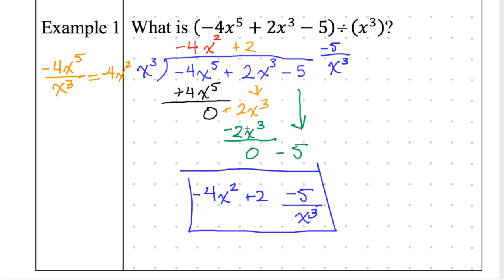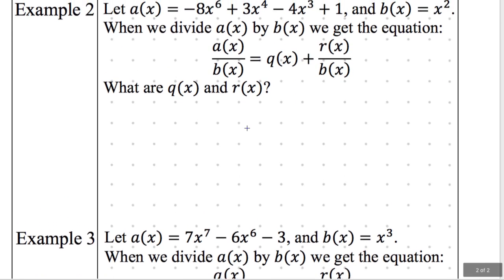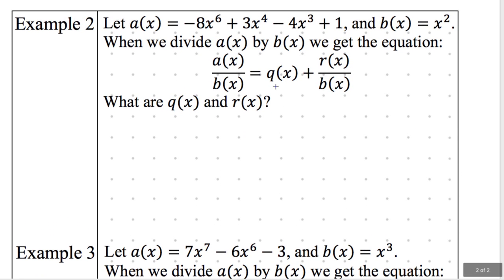All right. We are on to the backside. The backside is basically the same type of question. I just want to make sure you understand what it's asking for. It's saying, I'm going to take A and I'm going to divide it by B. That will give me a quotient and it will give me a remainder.